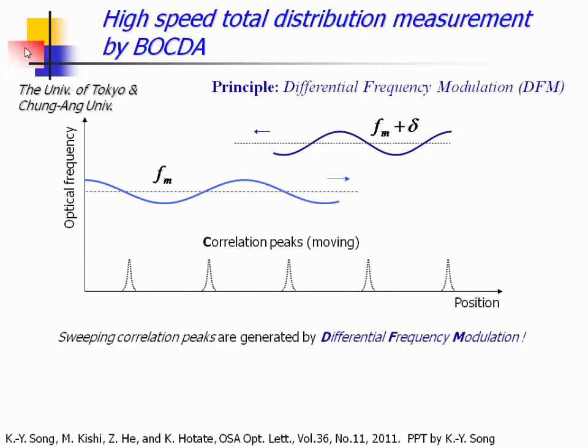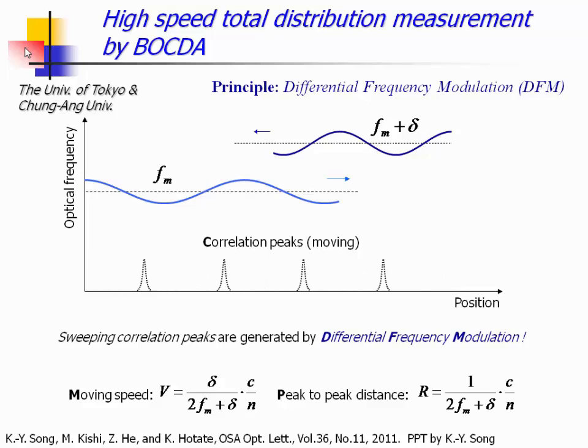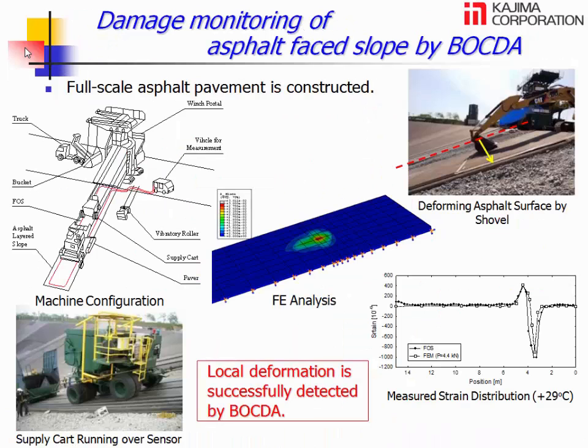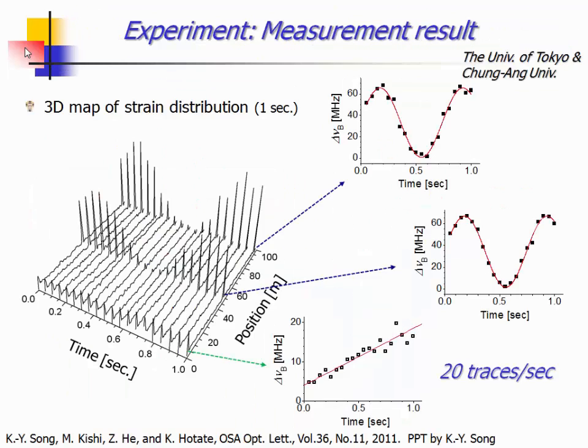This is kind of an optical pulse, a man-made pulse. So we can manipulate the speed of the pulse, and by using ordinary electronic equipment, we can get rather high spatial resolution and high-speed fully distributed measurement. This is the obtained data, and this is the strain along the optical fiber. This is the time axis. In this experiment, 20 fully distributed traces could be obtained per second.